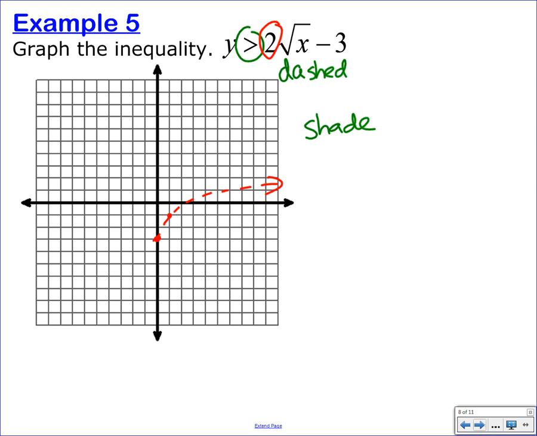Now, shading. Y is greater than that. That means I'm going to be shading everything above. Notice how I didn't cross that y-axis, because y's being negative are not part of your range. So that is what your function looks like. Make sure it's dashed and you have shading.